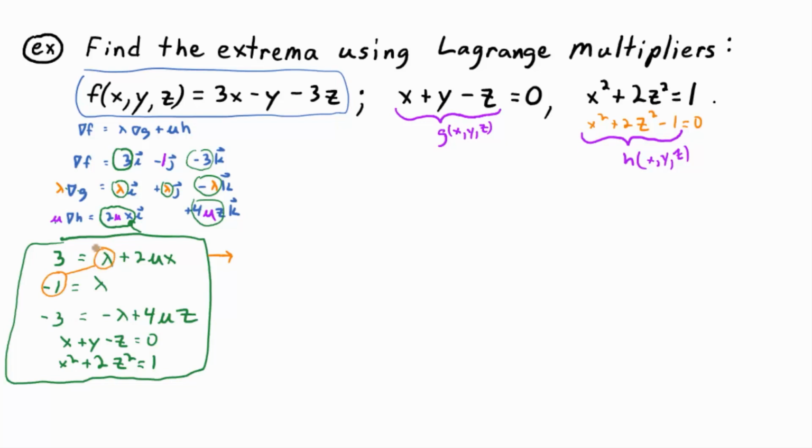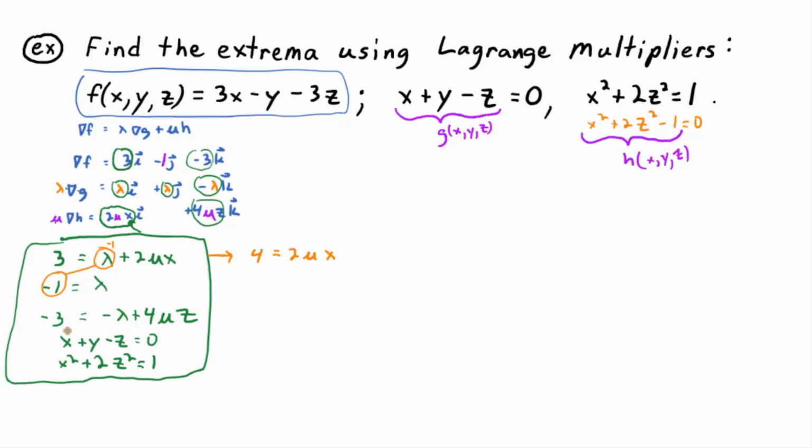Okay. I'm going to save some space here. If I put a -1 in there and add it to the other side, what do I get on the left side? 4 equals 2 mu x. Does everybody agree with that? Everybody see what I did?